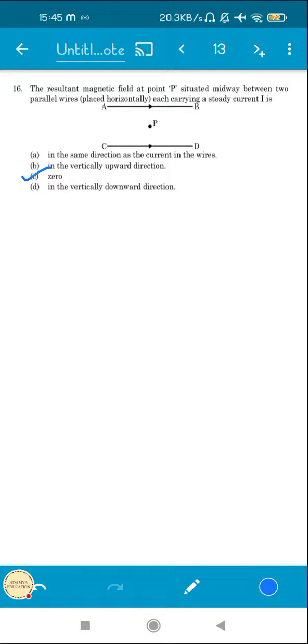So with this, we finished the 16 MCQs of the set 1 question paper of science 2023. Hopefully it has been a good session and you have understood every answer that I have explained.